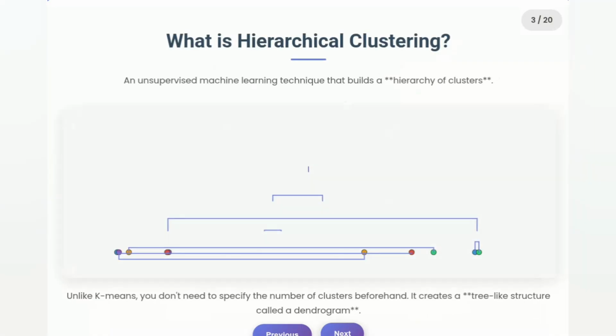Hierarchical clustering is an unsupervised machine learning technique that builds a hierarchy of clusters. Unlike methods like k-means, where you need to specify the number of clusters beforehand, hierarchical clustering creates a tree-like structure called a dendrogram that shows how clusters are formed at different levels. This gives you the flexibility to choose the optimal number of clusters after seeing the results.